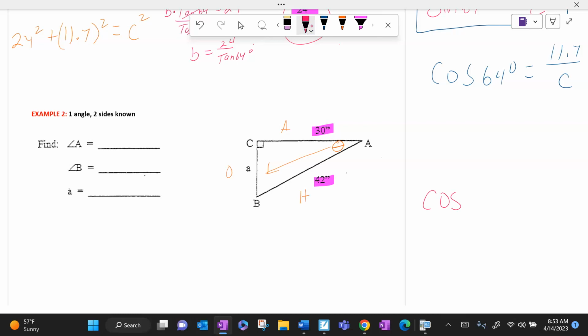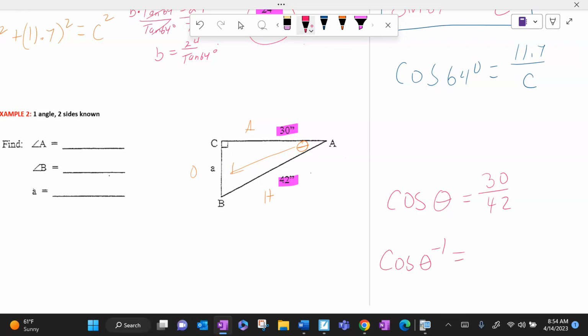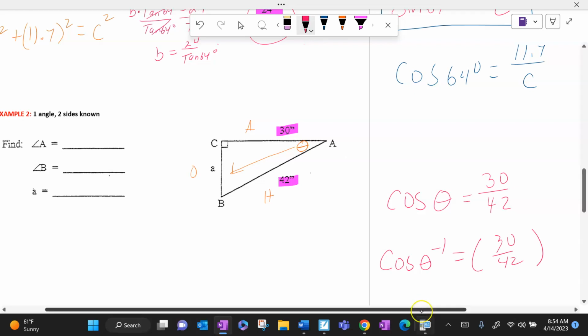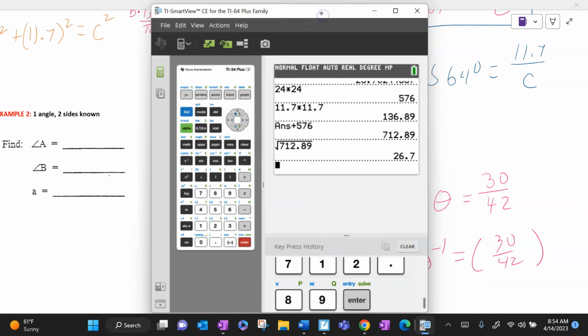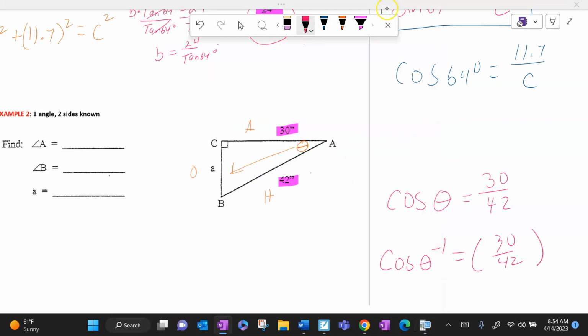The cosine of angle A, or theta in this case, is going to be equal to 30, the adjacent side, divided by 42. Again, the calculator is only as smart as the user. We got to make sure we tell the calculator, hey buddy, I need inverse cosine of 30 divided by 42. That's telling the calculator that what we're plugging in is the relationship between the two sides. I need the actual angle. So I'm going to say second cosine of 30 divided by 42. And looks like we get 44.41 degrees.